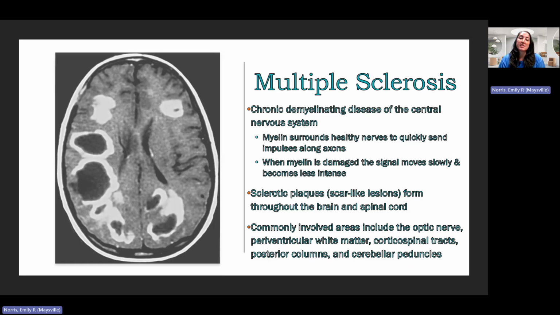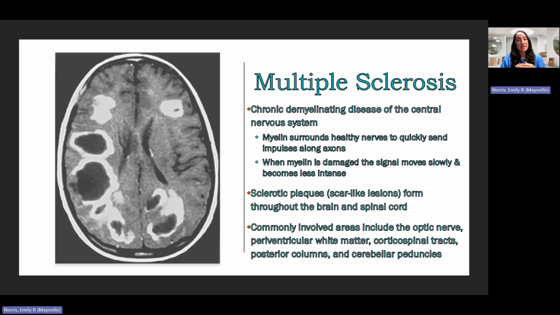The myelin that surrounds a healthy nerve allows you to quickly send nerve impulses, because remember, when there's myelin there, the impulse can jump from node to node, and so it goes through a lot faster. When it's damaged, the signal moves slowly and it becomes less intense. It's kind of like having a thermal mug that's insulated. If it's insulated well, then the heat stays in. If it's not insulated well, the heat escapes. Same with a nerve signal.